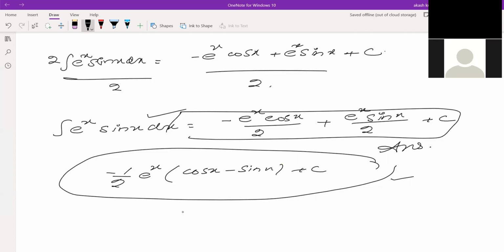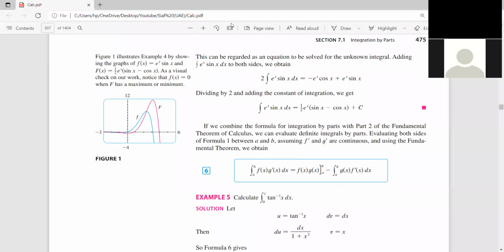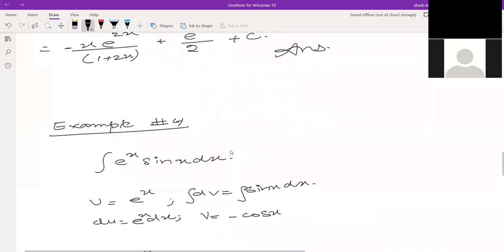Is it clear? Yes. Okay. Oh yeah, I was telling something else. So can you try this example number 4, now using u as sin x and dv as e^x dx.